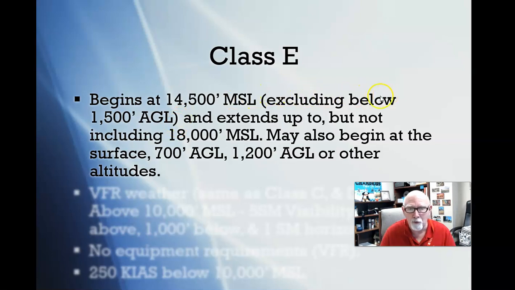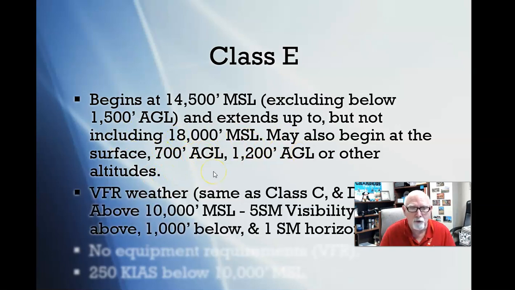Okay, Class E begins at 14,500, excluding below 1,500 feet AGL. That means if you've got, like, 13,000-foot mountains, it extends up to, but not including, 18,000 MSL. That's where you're getting into your Class A airspace. You may also begin at the surface, at 700 AGL, 1,200 AGL, or other altitudes as desired.